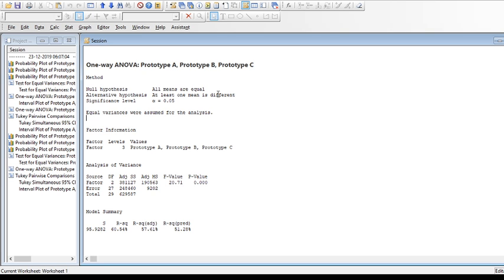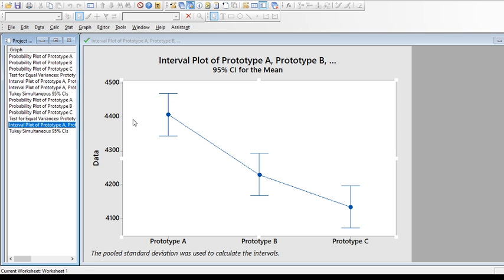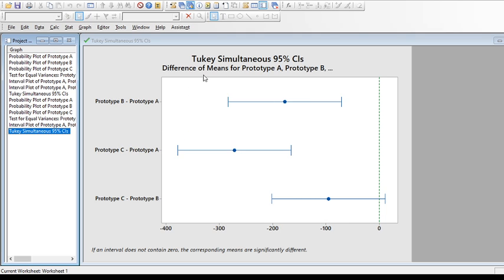Now you can take decisions in two ways. We've already seen the visuals, right? I'm suspecting what? Here, my mean of prototype A is significantly different from B and C. Visually, I have concluded that. Now, if I have to statistically conclude, there is another analysis which I remember when I did the Minitab setting, I clicked on something called Tukey. So that is Tukey's simultaneous 95% confidence interval, right?